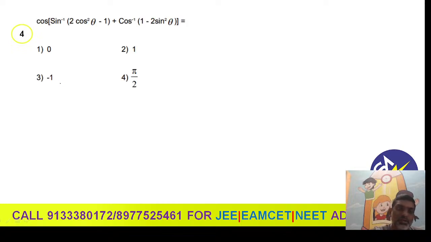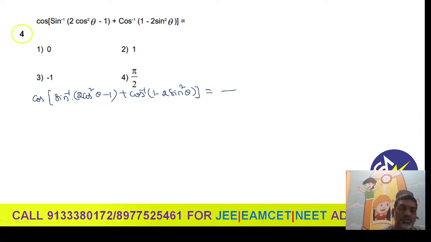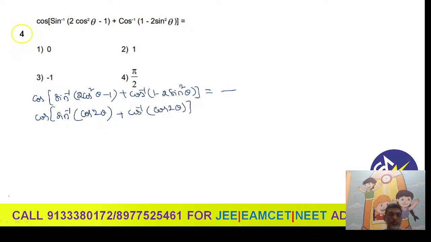Next, question number 4. What is question number 4? Cos of sine inverse of 2 cos square theta minus 1 plus cos inverse of 1 minus 2 sine square theta, which is equal to how much? So 2 cos square theta minus 1 is cos 2 theta, and cos inverse of this is also cos 2 theta, and here cos of sine inverse of cos 2 theta.